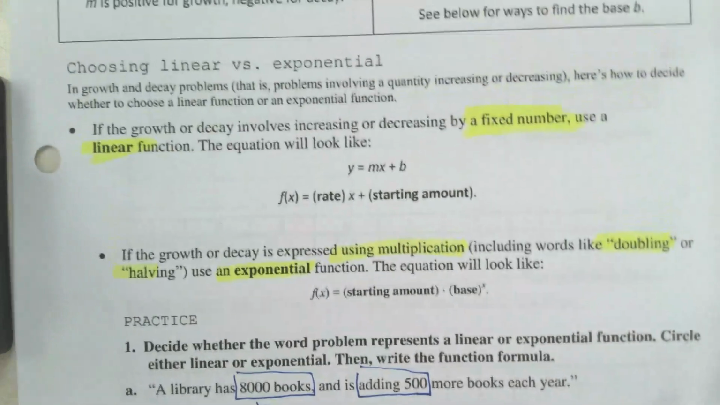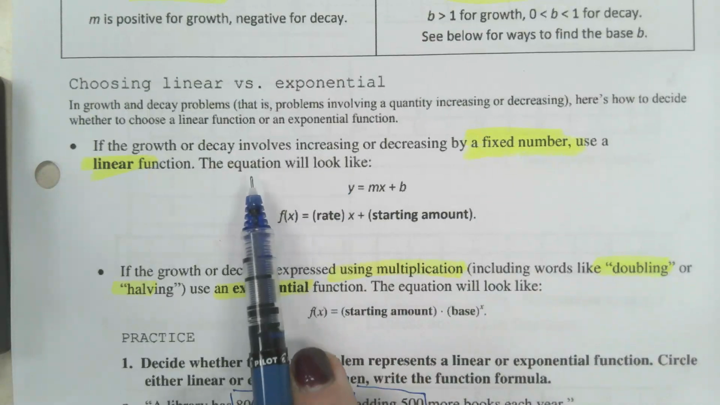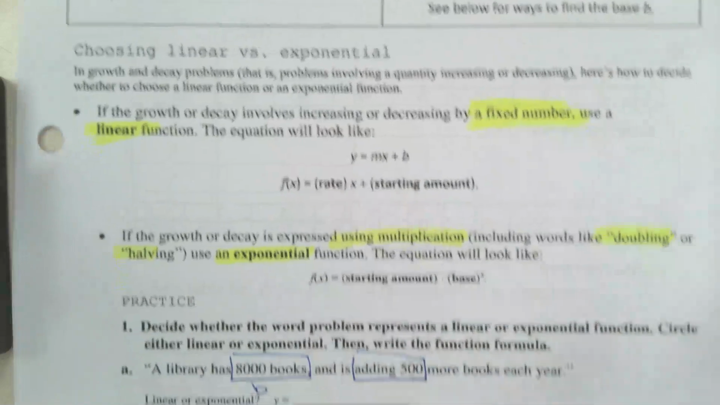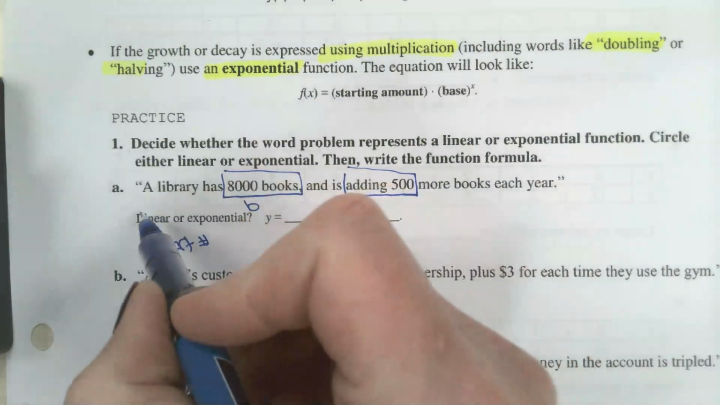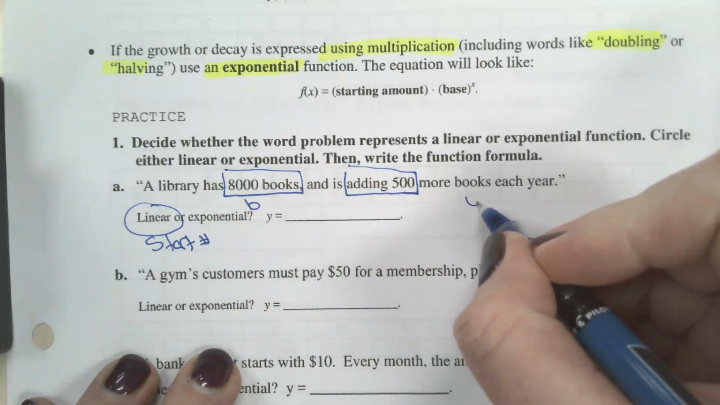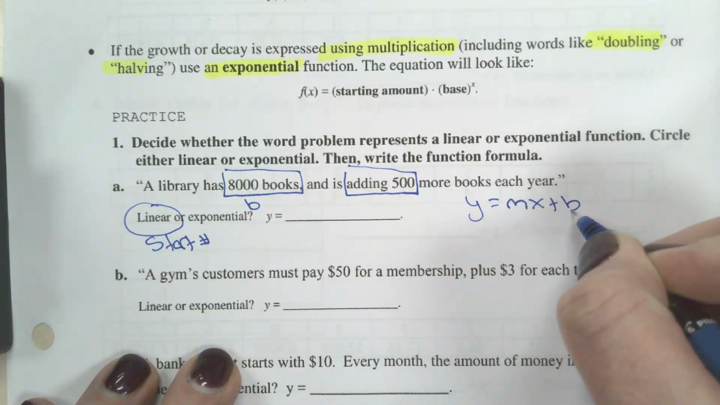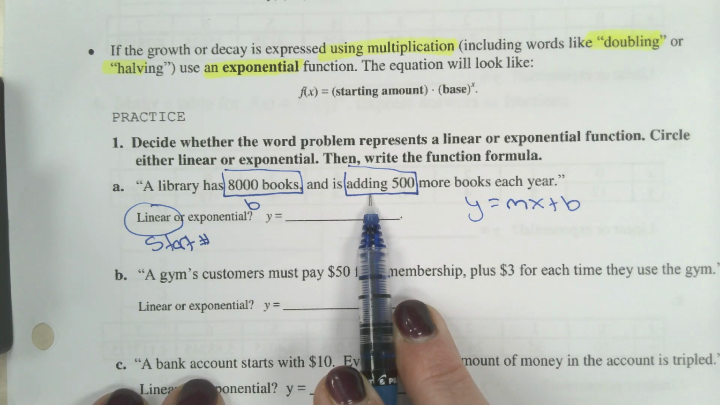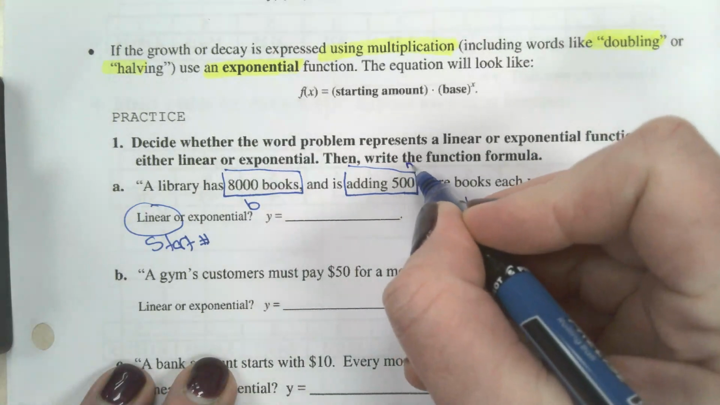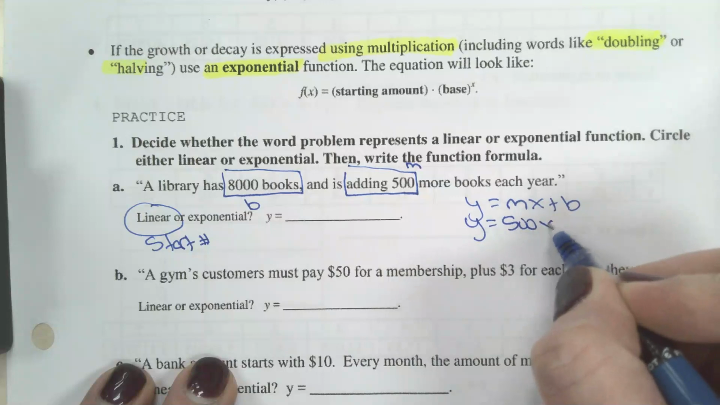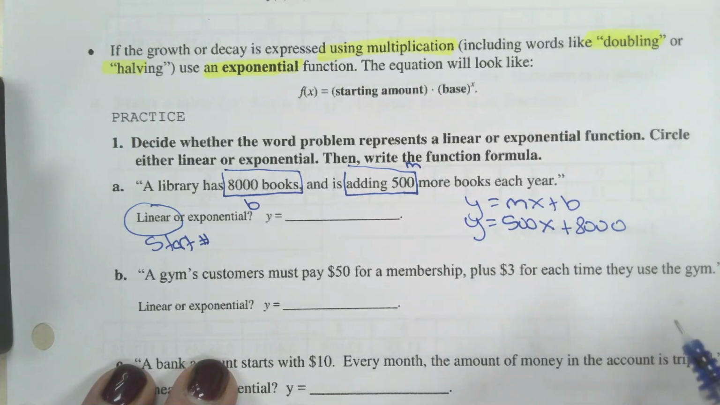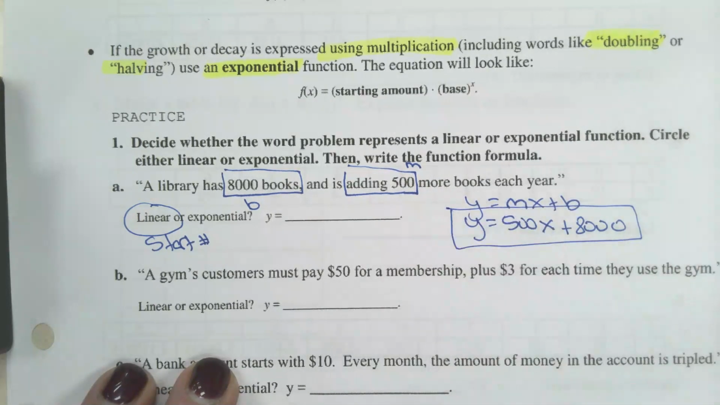And up above it says that if you are increasing by a fixed number, I'm going to use a linear. And so that's why I'm going to use y equals mx plus b on this one. Your m is how much you're adding each year, and so that is where your 500 goes in. And then your b is your initial or your starting amount. And so that is how I got the first equation.